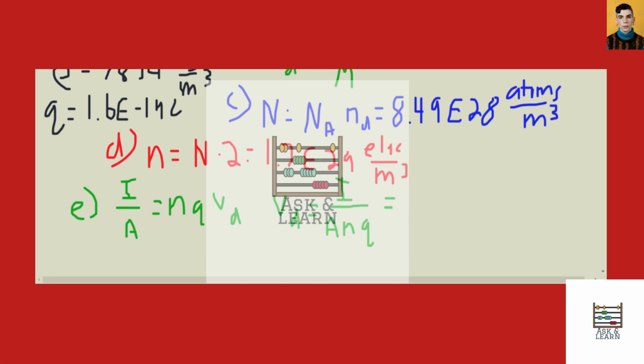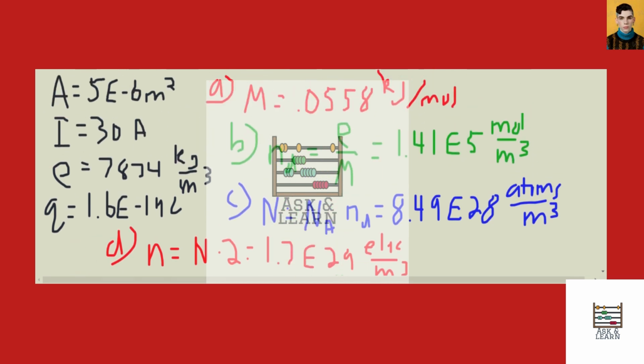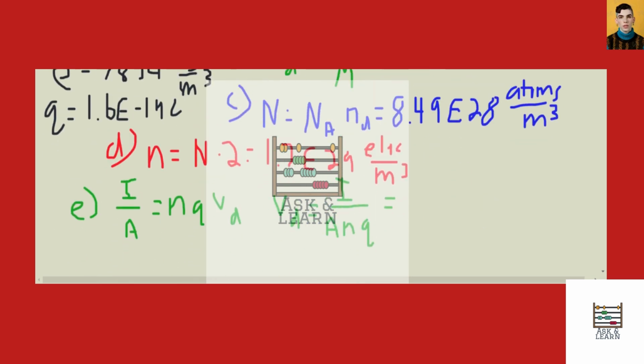And so we get the drift speed is equal to the current over the area times nq. And we're given the current and the area from the problem. We have them both up here. And then we also know q, that's just the charge of an electron, and we found n in part D. And so this is equal to about 2.2 times 10 to the negative 4 meters per second.